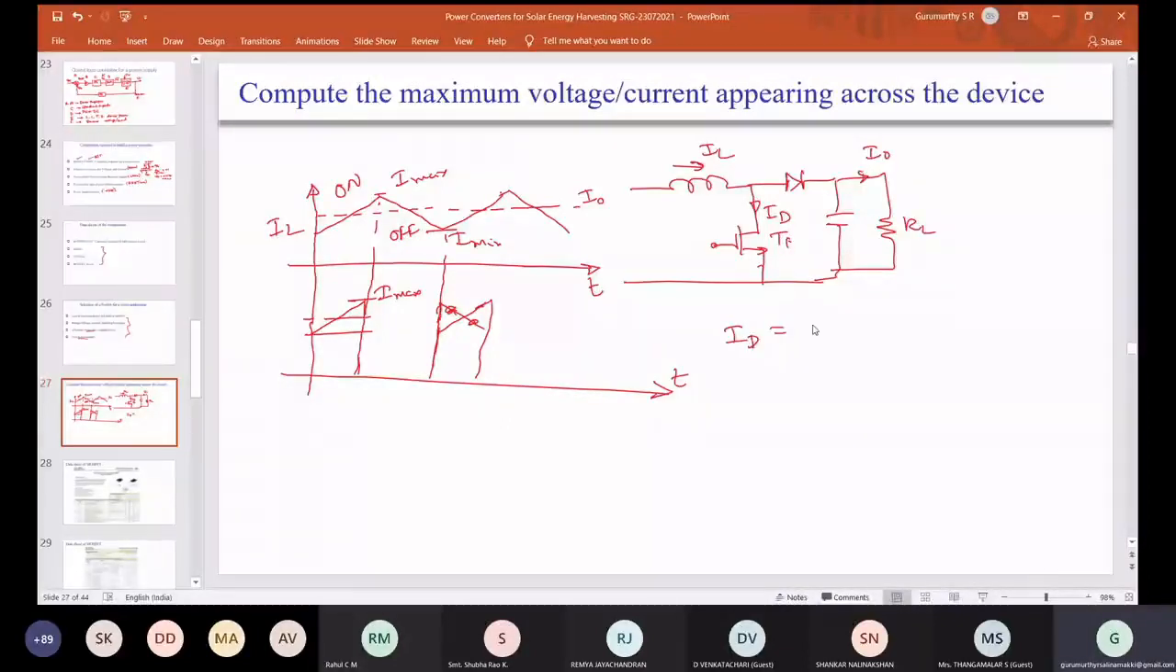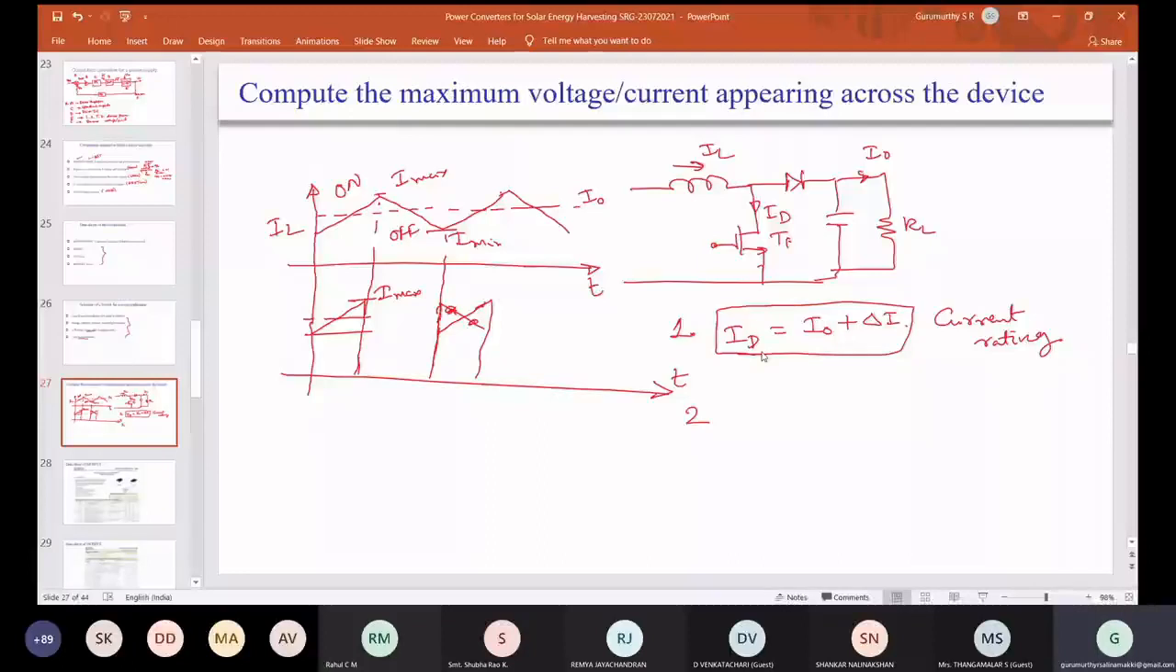This should be the current rating of the MOSFET. Of course, you have to do some derating and all. This is theoretically what you can compute. Sometimes the surge current and all we have to take into consideration.